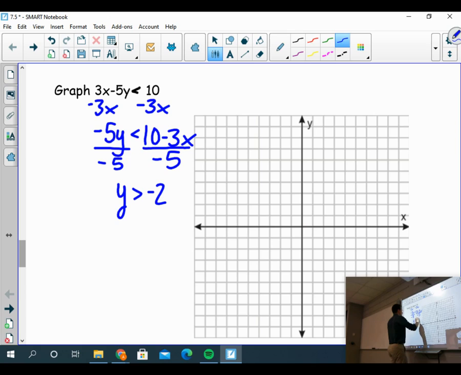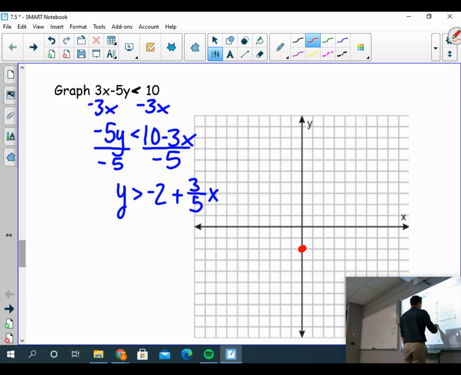And I get negative 2. A negative divided by a negative is a positive, so negative 3 divided by negative 5 becomes positive 3 over 5 x. I'm not going to turn that into a decimal because since that's my x coefficient, it'll be easier to graph it using rise over run with a fraction as opposed to a decimal. So I started solving this inequality by turning it from standard form into slope-intercept form. Now that my inequality is in slope-intercept, I can go ahead and graph it.